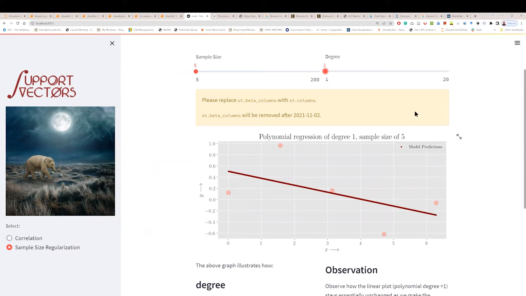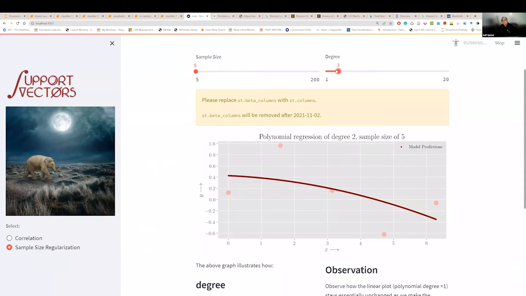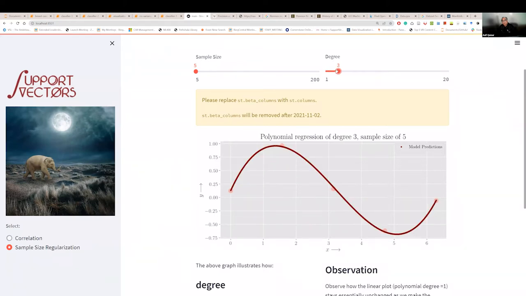Yes, Asif. Let's try a quadratic model. It's slightly bent and maybe a little bit better because it's a little closer. It is an improvement. So what has happened? Bias errors are slightly decreased. Let's go to third degree polynomial. What about now? Now it is doing famously, isn't it?